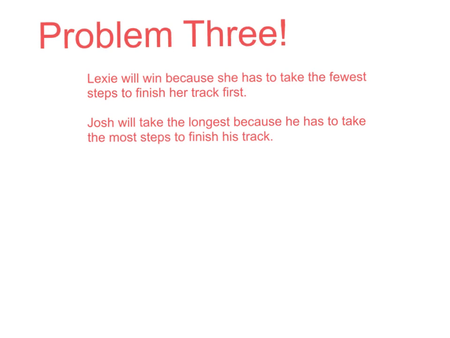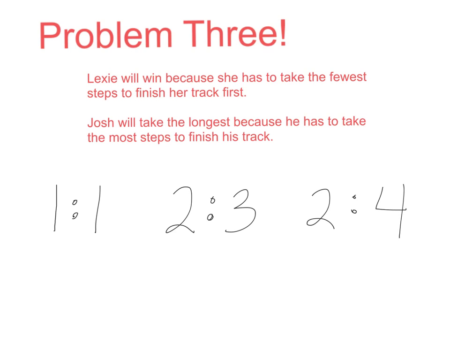Problem 3. Lexi will win because she has to take the fewest steps to finish her track, and Josh will take the longest because he has to take the most steps to finish his track. The ratios for this are Josh's, for every 1 foot he has to take 1 step. Hannah's is for every 2 feet she has to take 3 steps. And then Lexi's is for every 2 feet she has to take 4 steps, which is really just 1 to 2.